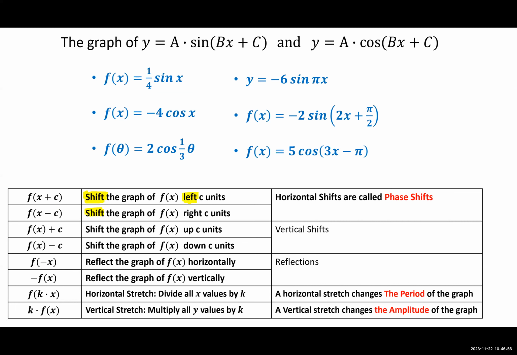Shifting the graph left or right is a horizontal shift, and for trig functions, horizontal shifts are called phase shifts. Just with trig functions, we don't use the word horizontal shift; we call it a phase shift. Vertical shifts are still called vertical shifts, so moving the graph up or down. Reflecting the graph, those are still called reflections.